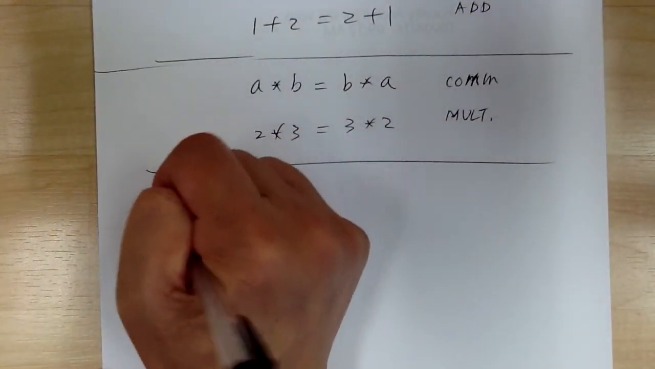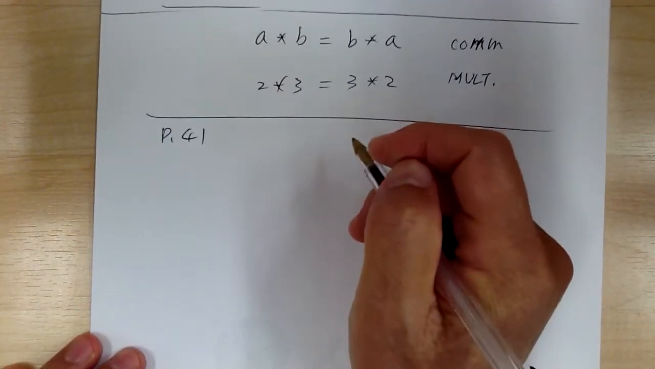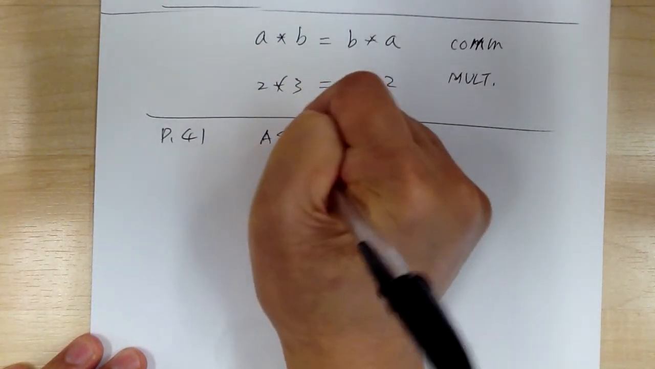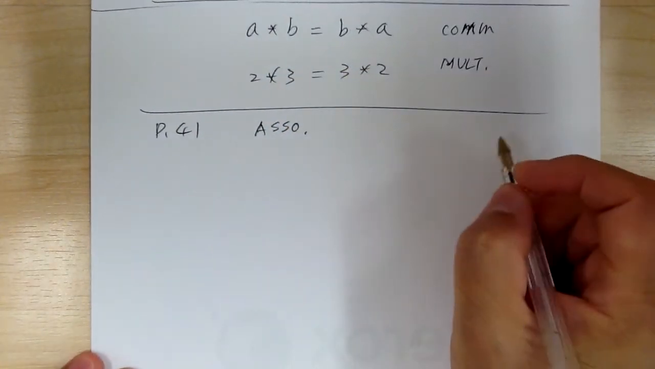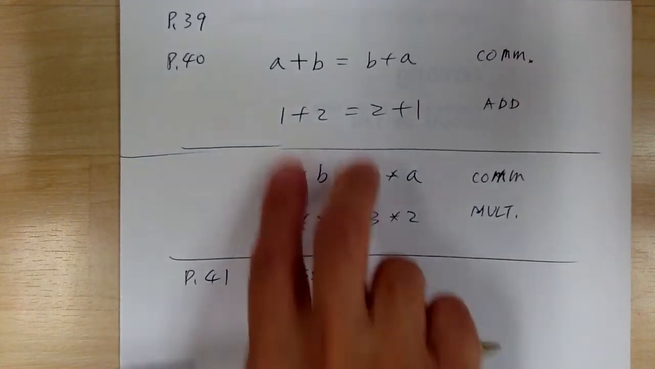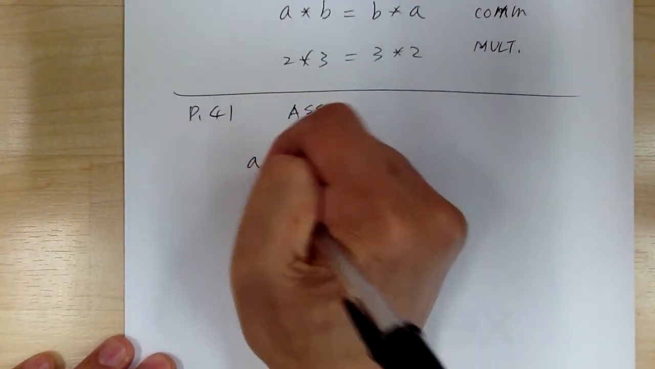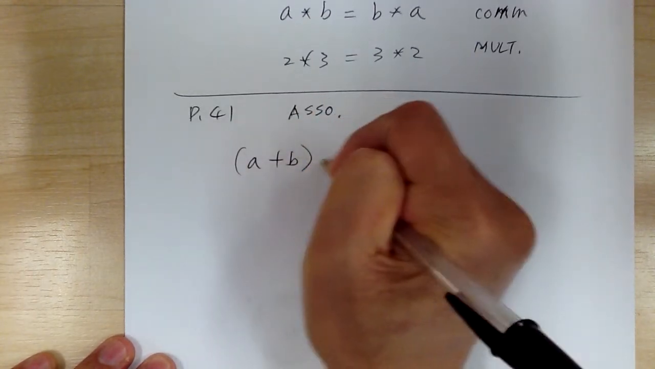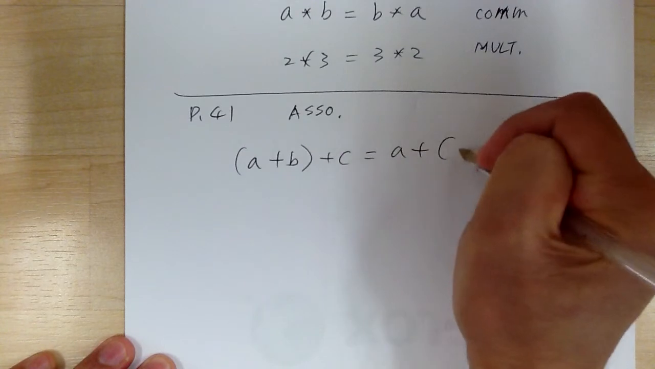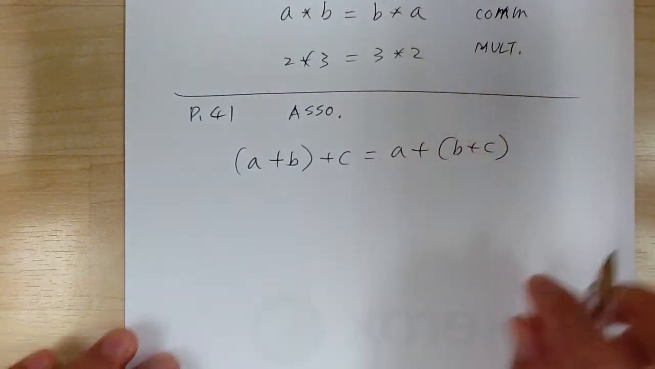Now another property that you need to know is the associative property. If you go to page 41, associative property. The associative property means you can change the order, not the position. See over here, the position got switched. But with the associative property, you have A plus B plus C, which is equal to A plus B plus C. In other words, you can switch the order.